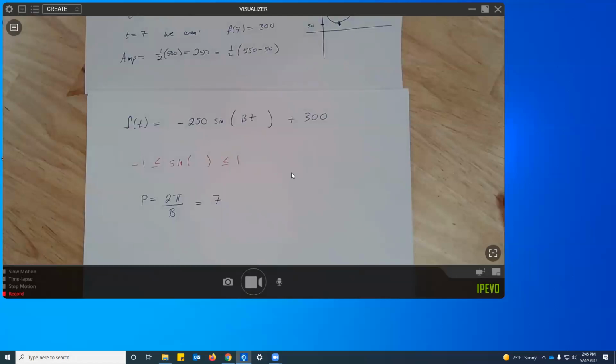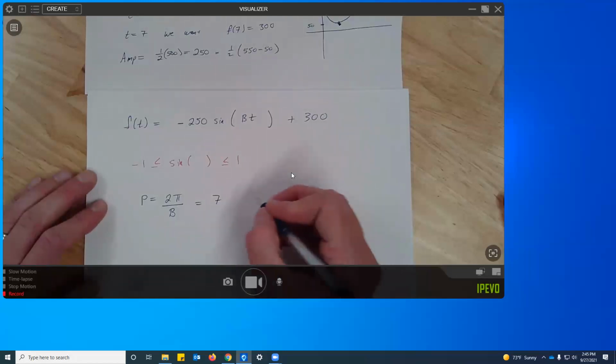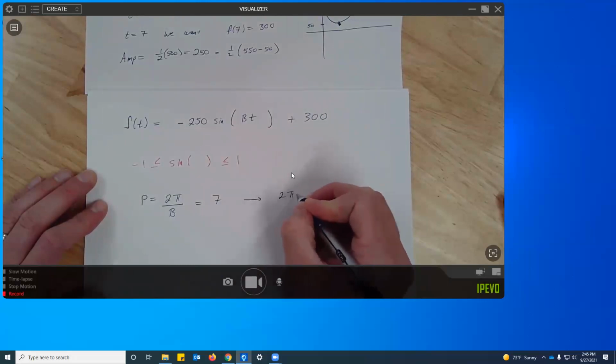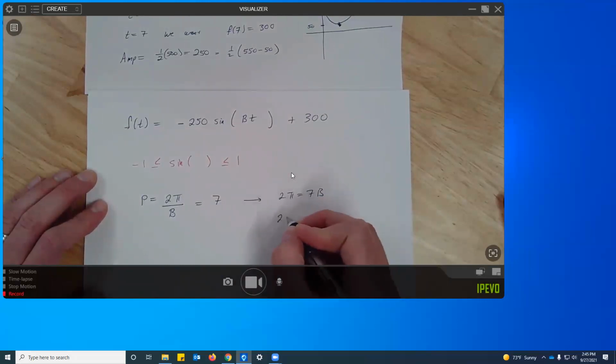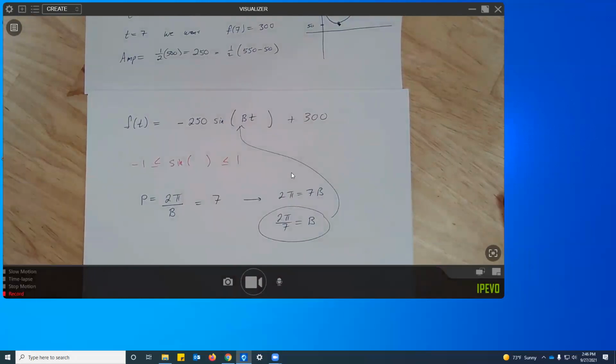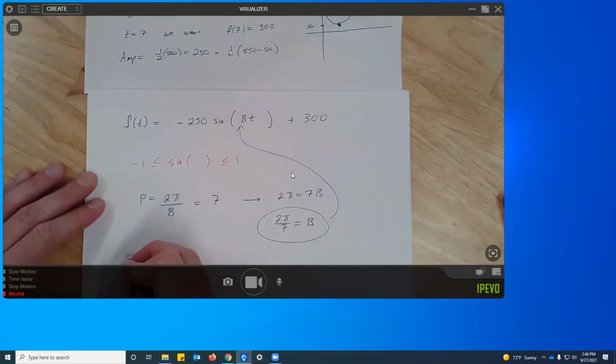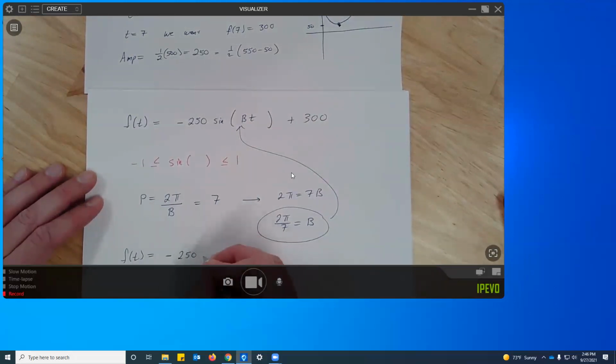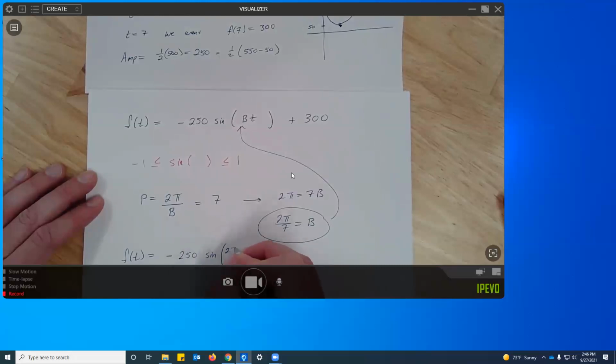And then I'm going to solve for the b coefficient there. So I'm going to multiply both sides by b. I'm going to divide both sides by 7. So that's what needs to go right there. You can always find that coefficient by just doing 2 pi divided by your period. It'll always work that way. So my function here that meets all the criteria is going to be negative 250 times sine of 2 pi over 7 t plus 300.